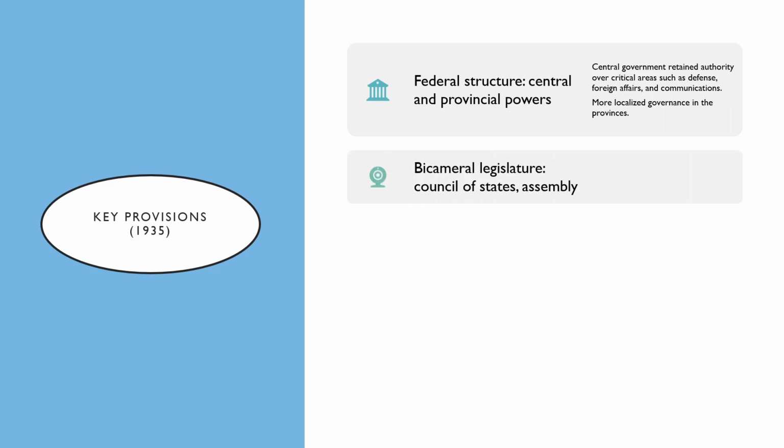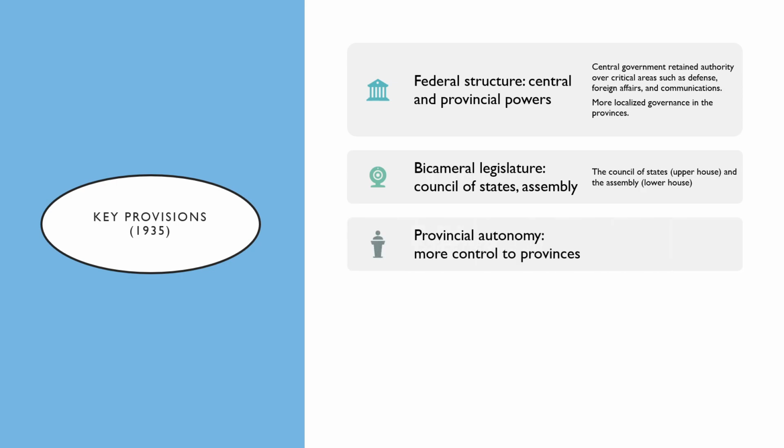Second one is bicameral legislature. The central legislature was composed of two houses, the Council of State, the upper house, and the Assembly, the lower house. Provincial legislatures were also made bicameral, enhancing the complexity and representativeness of the legislative process. This bicameral system aimed to ensure a more balanced and thorough legislative scrutiny.